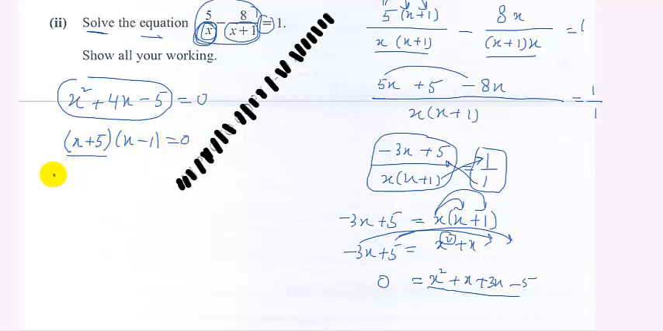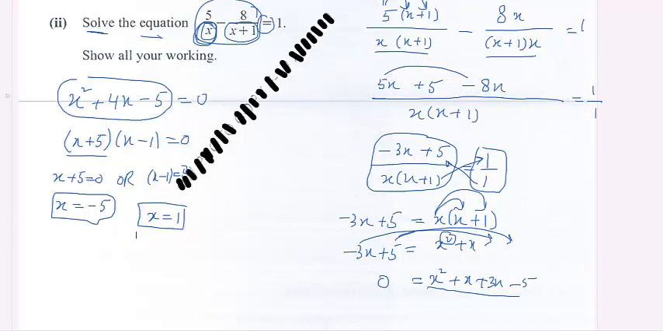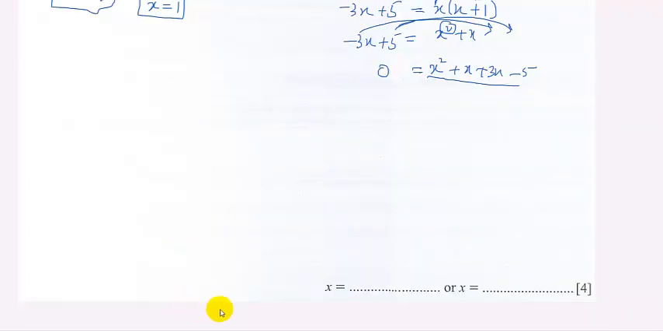Okay, so then x plus 5 equal to 0, or x minus 1 equal to 0. From here x is minus 5, and from here x is plus 1. So we have two solutions. A quadratic equation always has two solutions. So x equal to minus 5 is one solution, and x equal to 1 is the second, so 4 marks. So we have done that.